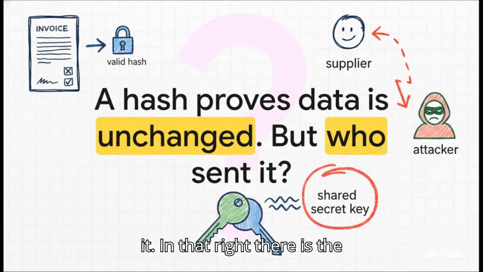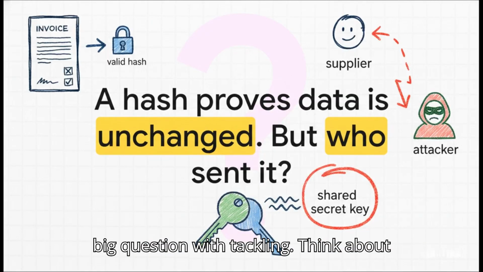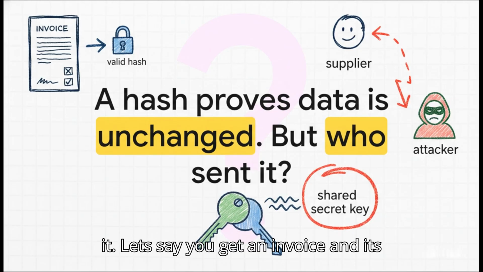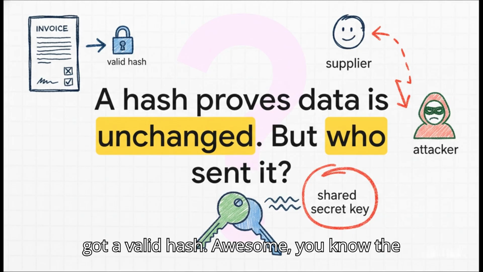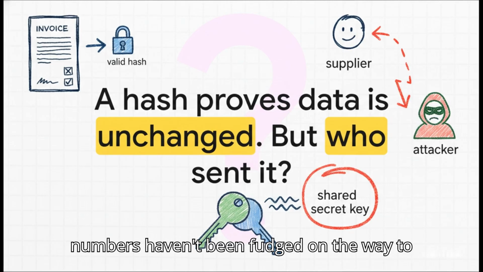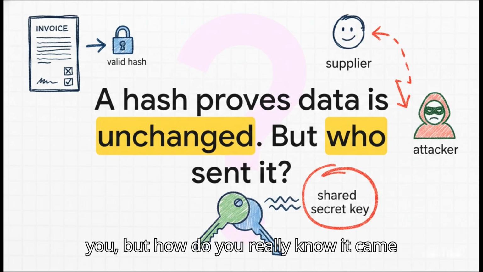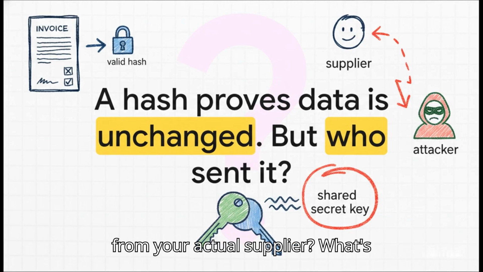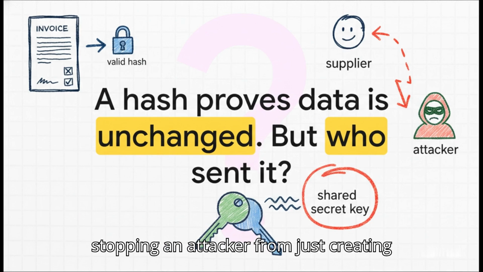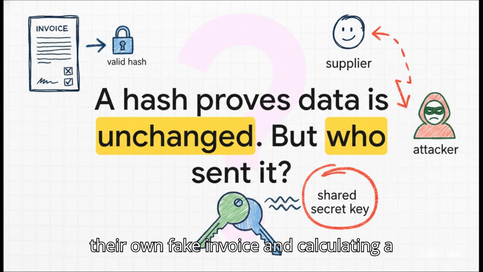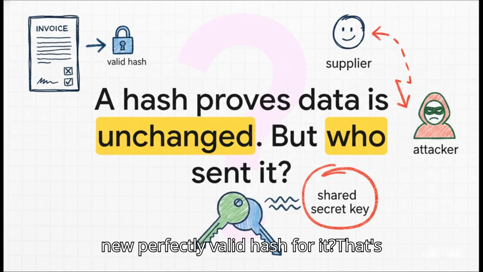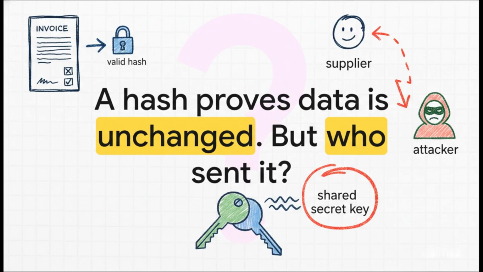And that right there is the big question we're tackling. Think about it. Let's say you get an invoice and it's got a valid hash. Awesome, you know the numbers haven't been fudged on the way to you. But how do you really know it came from your actual supplier? What's stopping an attacker from just creating their own fake invoice and calculating a new, perfectly valid hash for it? That's the problem. That's the authenticity gap.